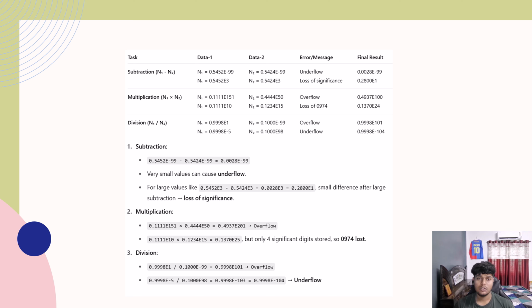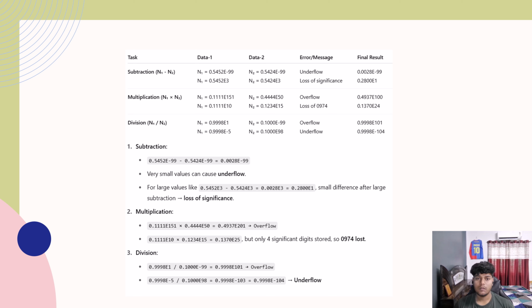multiplying them, which gives us 0.4937, and the exponent is 151 plus 50 is equal to 201. So the result is 0.4937E201, but an exponent of 201 exceeds the maximum. So we will get an overflow error.